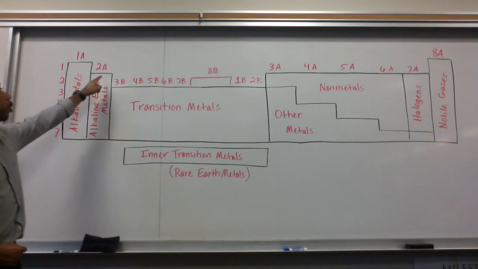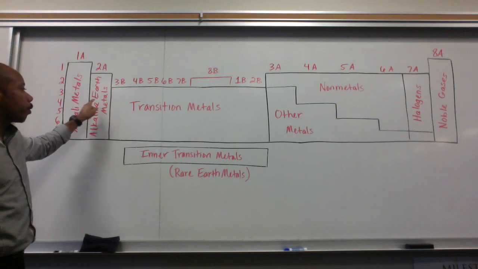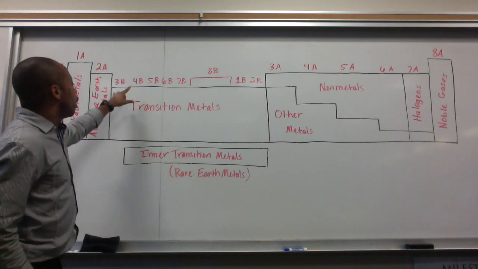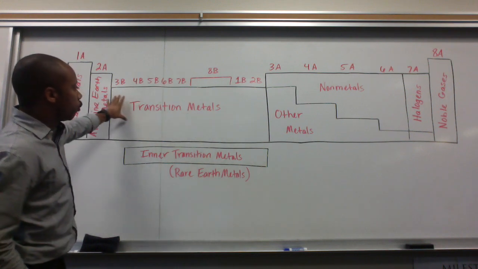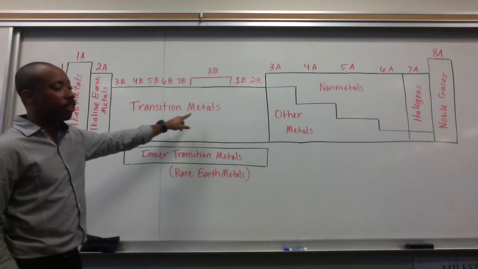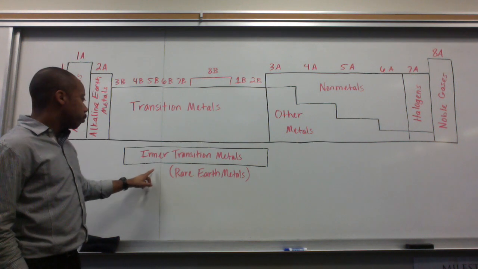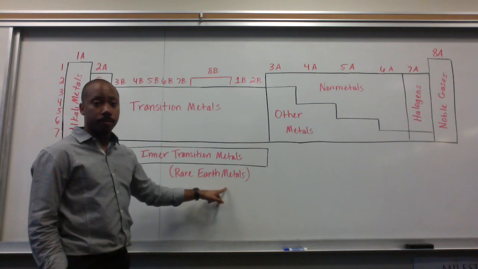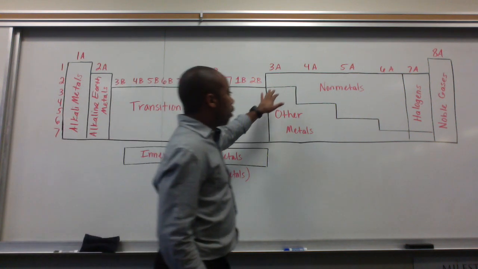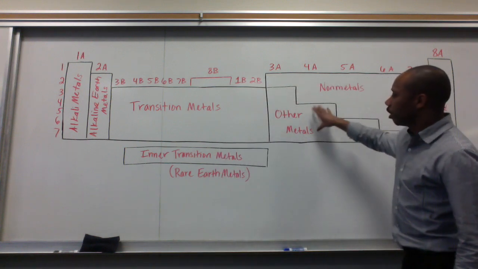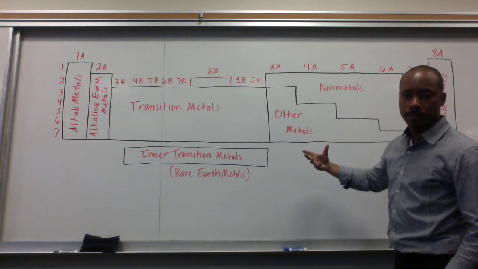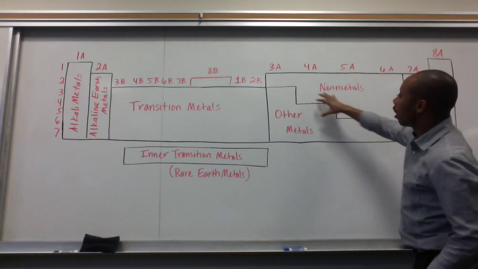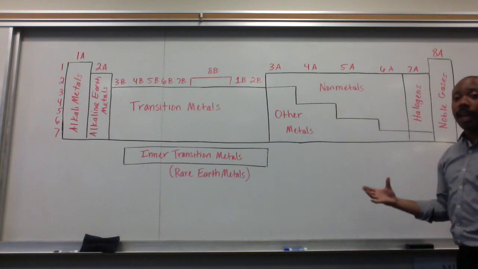In group 2A, we have alkaline earth metals, like alkaline batteries, those type of things. In the middle part here, this group B, we have transition metals. Under this, we have a group called inner transition metals, or sometimes they're called rare earth metals. Come here to my staircase. Under my staircase, these are oftentimes referred to as just other metals.